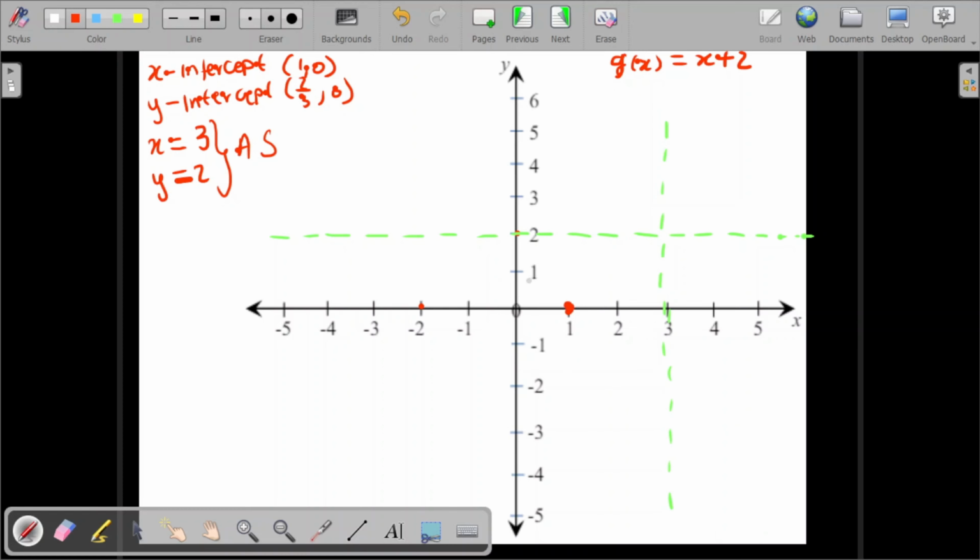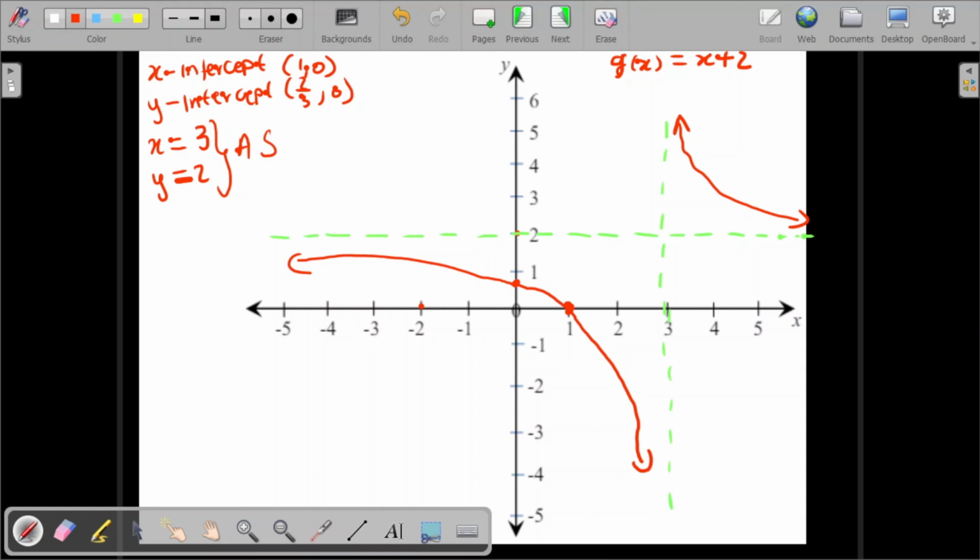And then I also have 2 over 3, which is (0; 2/3), as a y-intercept. So it's somewhere here. So if I draw my graph here, it's going to be like this. Now, after drawing this, don't forget that there is also this other part of my hyperbola graph.